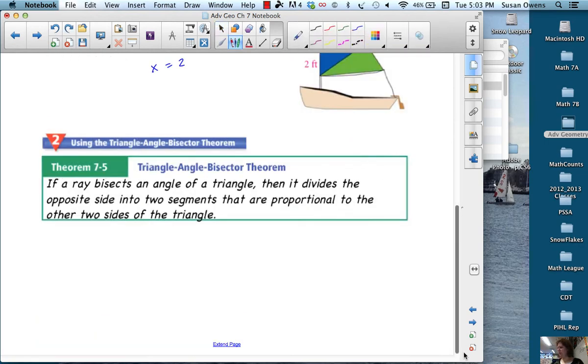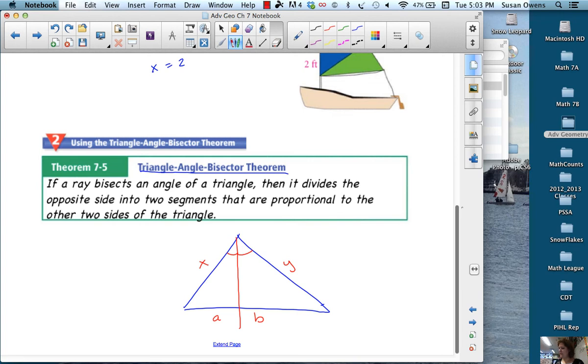So this last one doesn't really go with the other theorems, but it's called the triangle angle bisector theorem. Okay, so this one says that if we take any triangle and we bisect an angle, so suppose I bisect this angle, then it divides the opposite side into two segments, so we'll call this A and B, that are proportional to the other two sides of the triangle. So if I call this x and y.